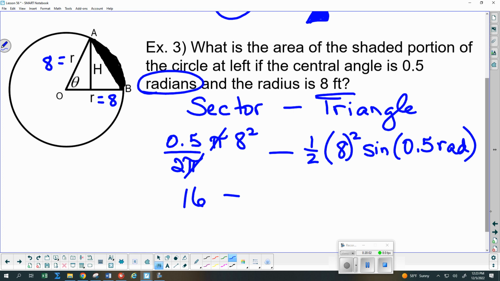And then just enter all at once, 16 minus, let's go ahead and do this part mentally, a half of 64 is 32, times the sine of 0.5 radians. It's not wrong if you convert it to degrees, but it's a heck of a lot less work if you just click on degrees and change that to radians. And then as soon as it looks like people are setting down the calculators, I will get some answers from you guys of what do you get for this.